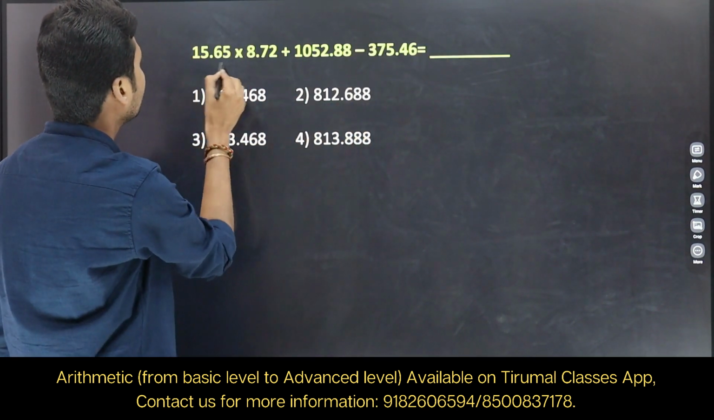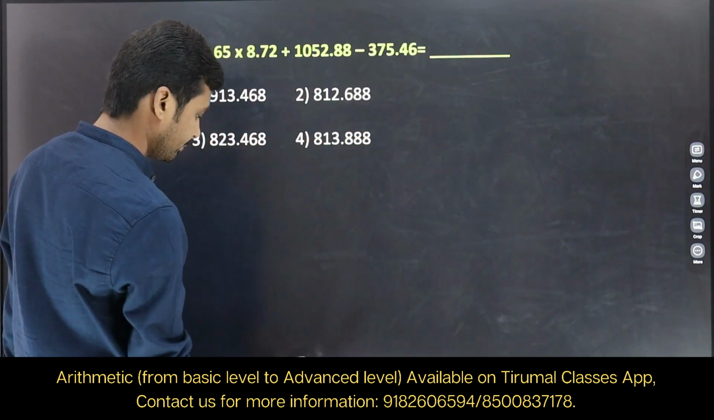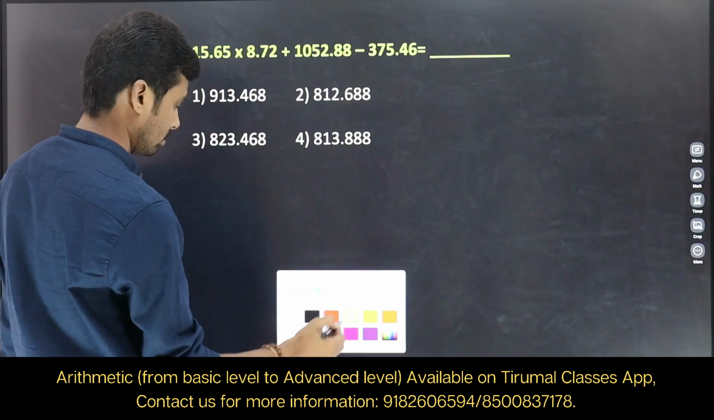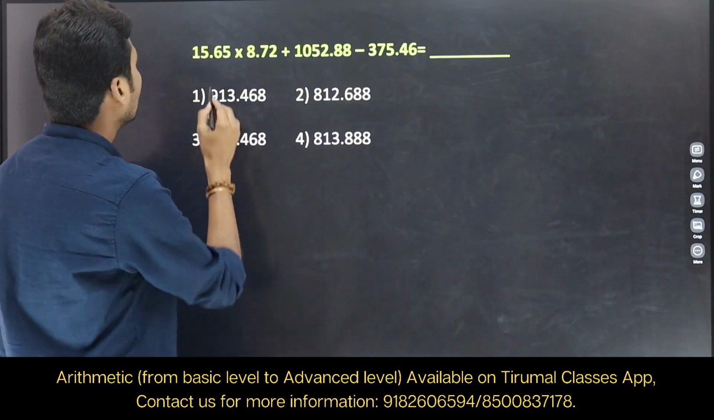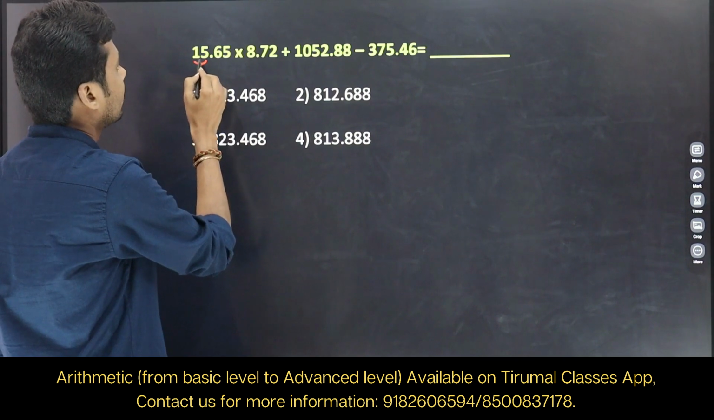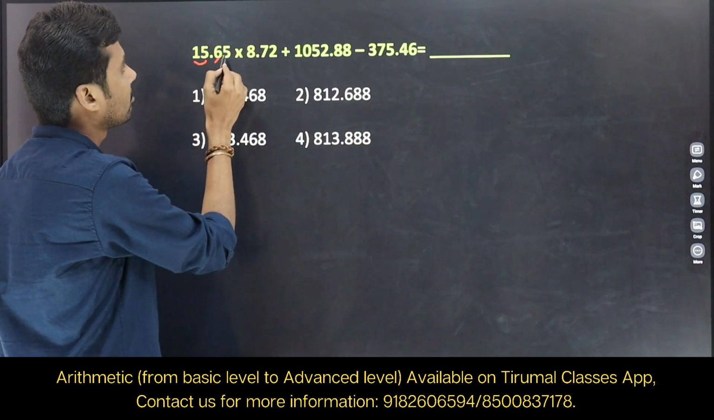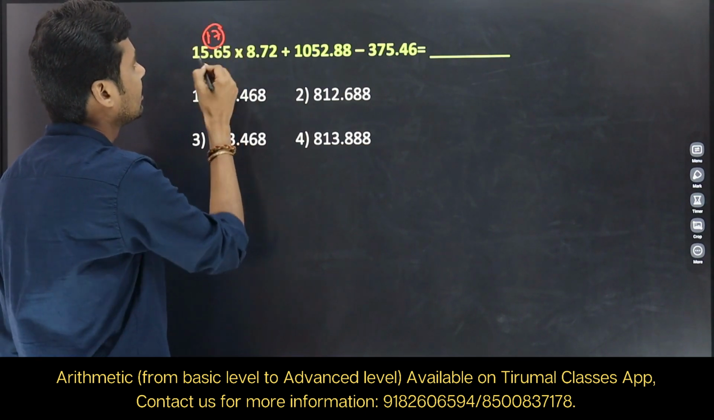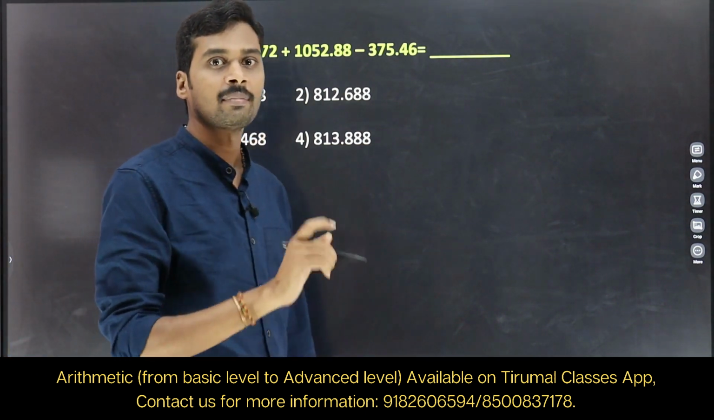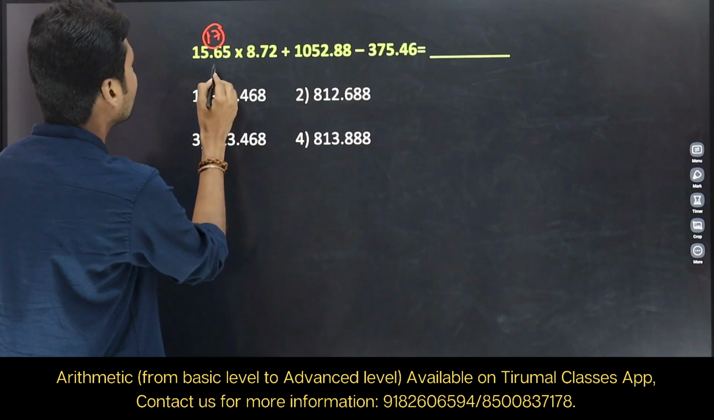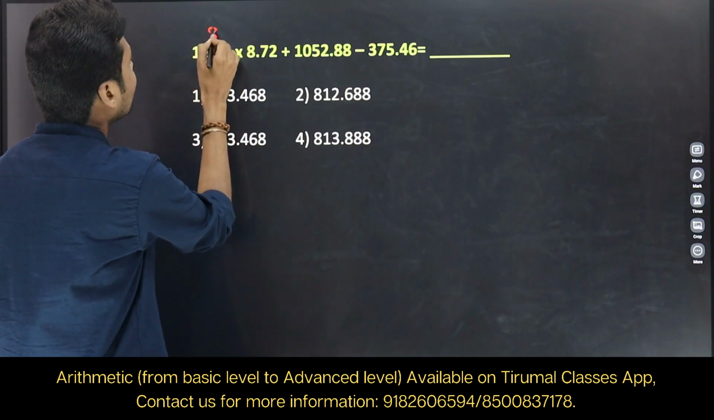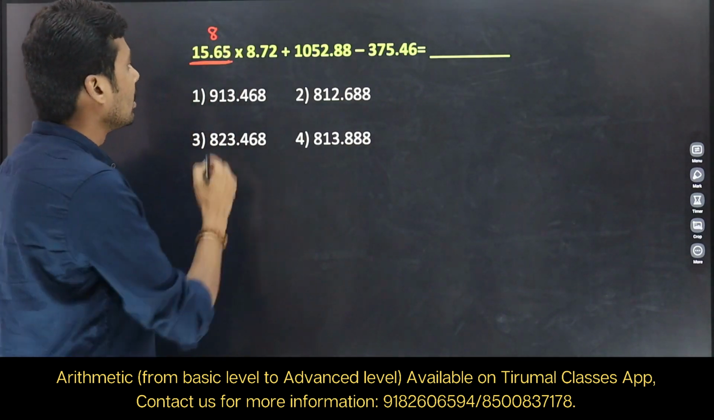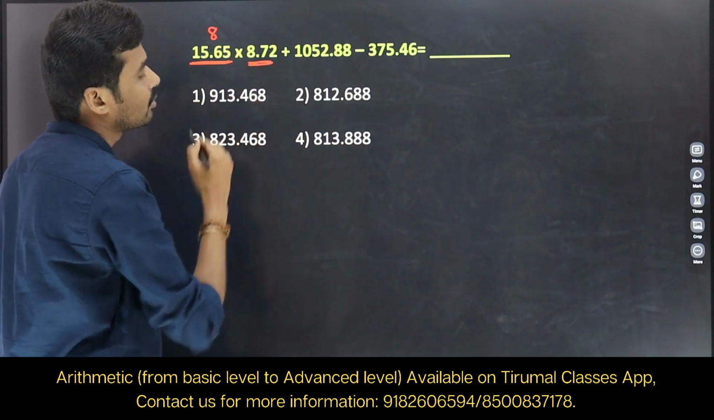First you take this number, 1565. 5 plus 6 is 11, 11 plus 5 is 16, 16 plus 1... so 17. We get 17 as the digit sum. We always express the digit sum as a single digit, so 7 plus 1 is 8. So I directly write that the DS value is 8. Now the next number is 8.72.